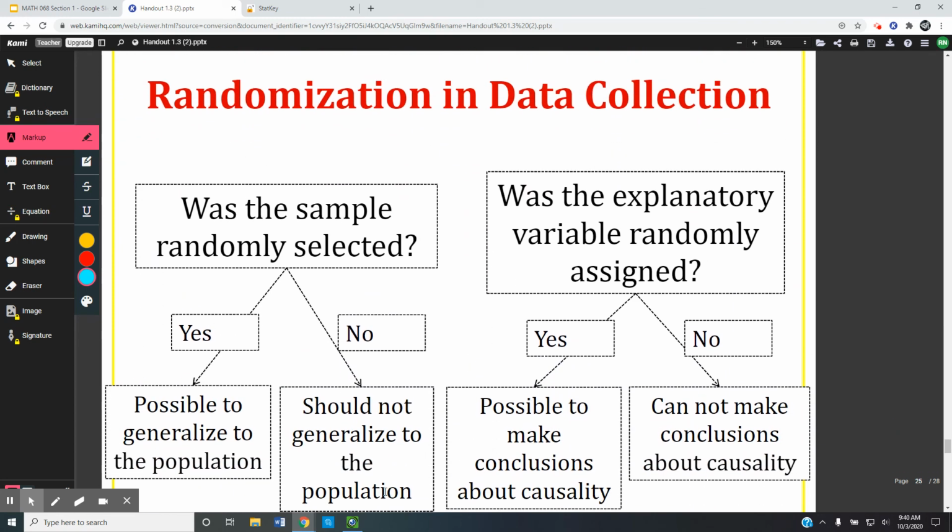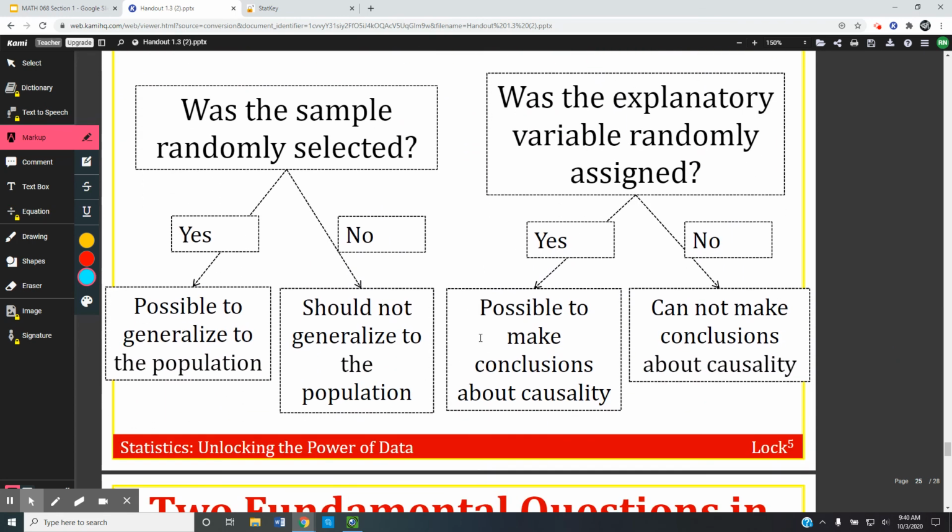Here's a nice data chart to kind of think in your mind. First of all, was the sample randomly selected? We're looking for yes. If it was randomly selected, it's possible to generalize to the population. Generalize, make an association, okay? Was the explanatory variable randomly assigned? So once you randomly select the sample, now let's move on to step 2.